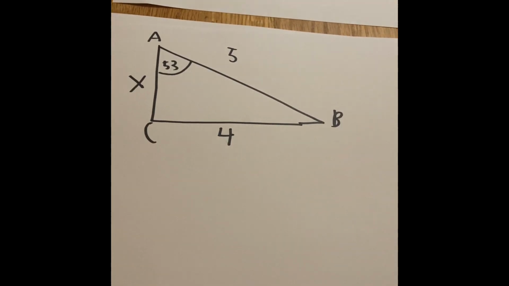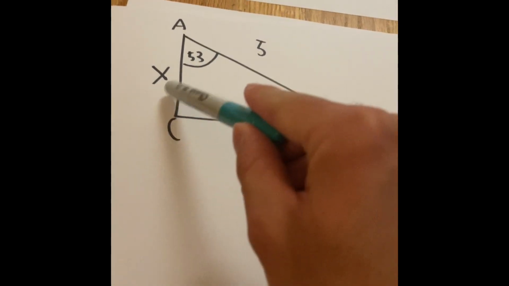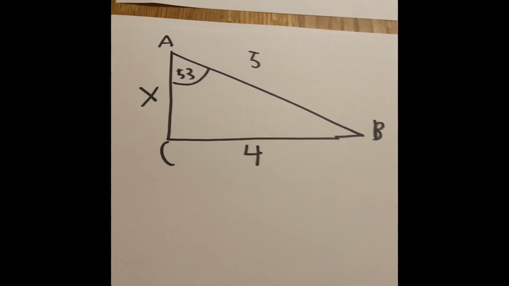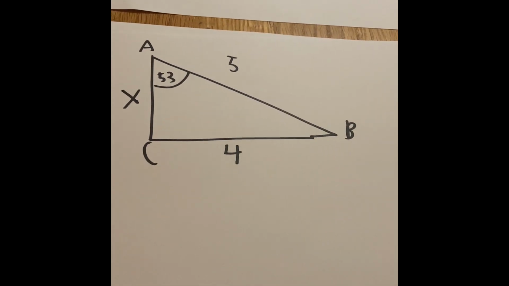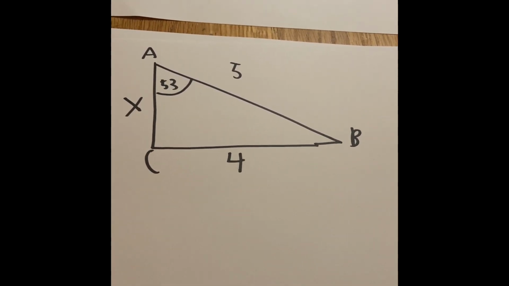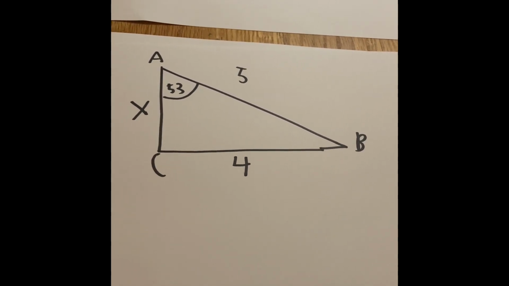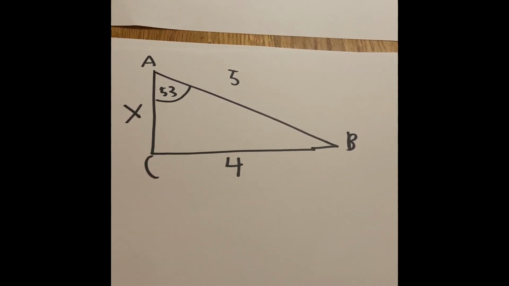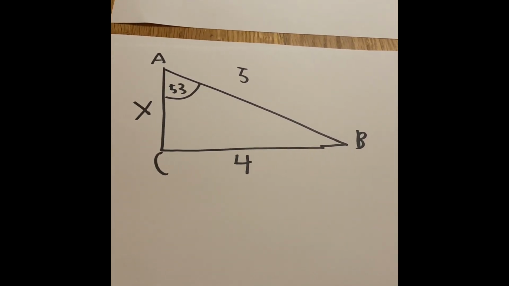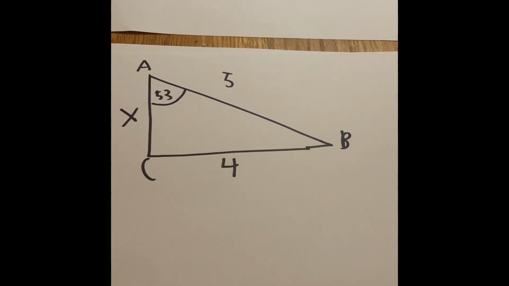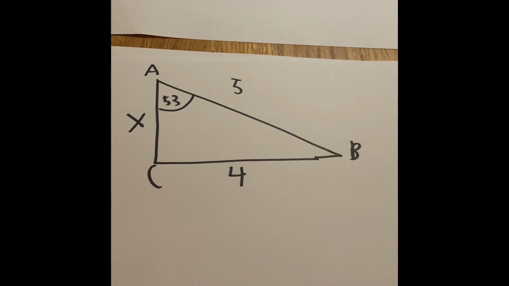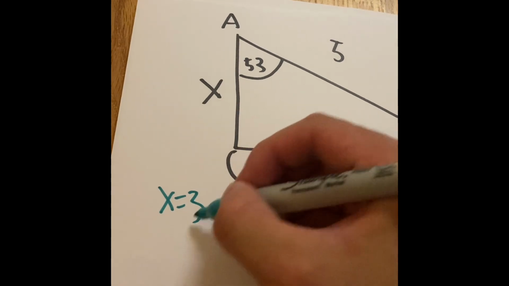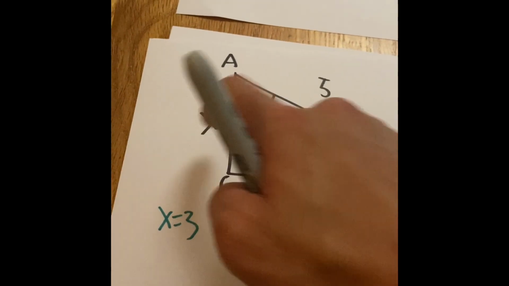Right here we have a right triangle with sides 5, 4, and x, and our angle is 53 degrees. We can use the Pythagorean theorem, but once you reach Algebra 2, pre-calculus, trigonometry, calculus, and computer science, it's going to be a lot more complicated. So you have to find some other way to find x, and the missing information. We already know that this is a 3, 4, 5 triangle, so x is going to equal 3.